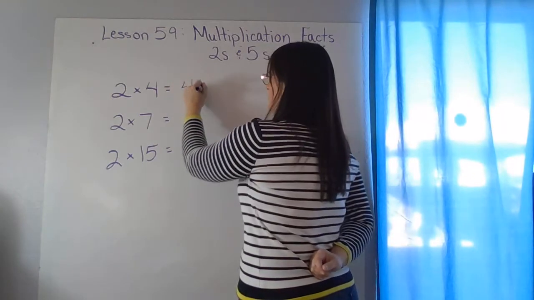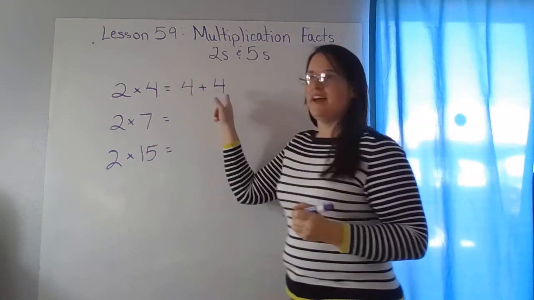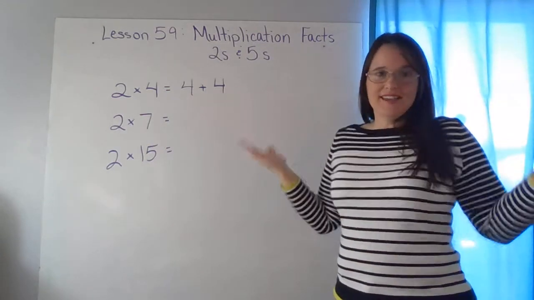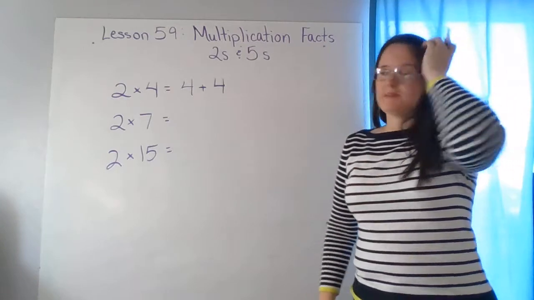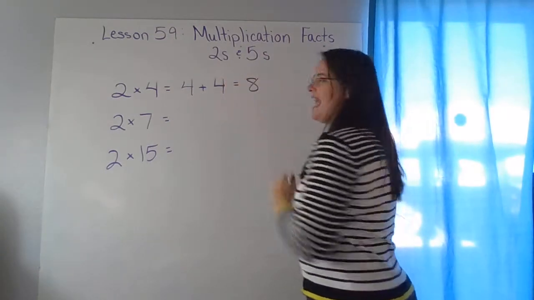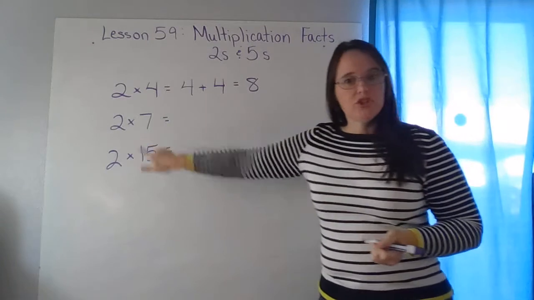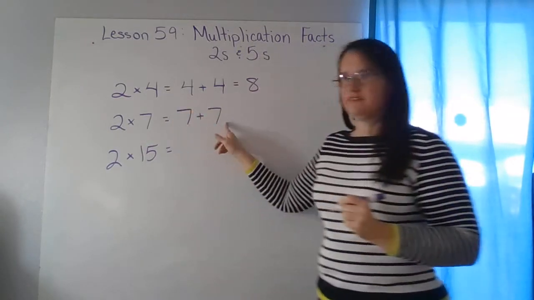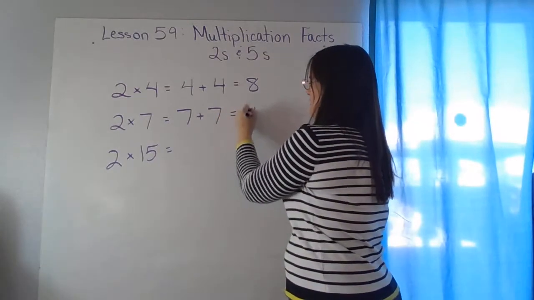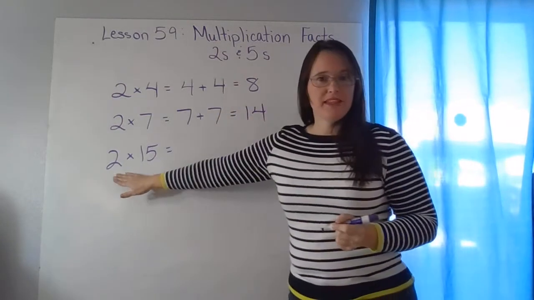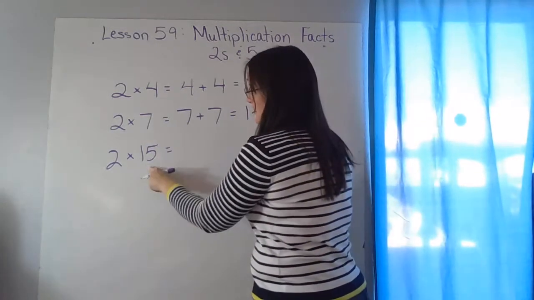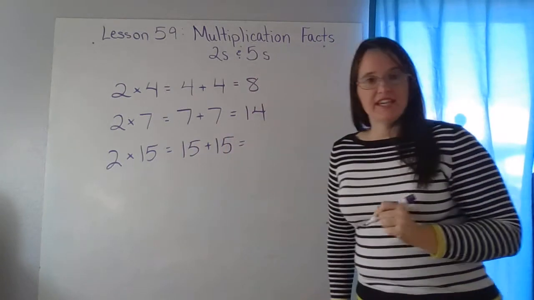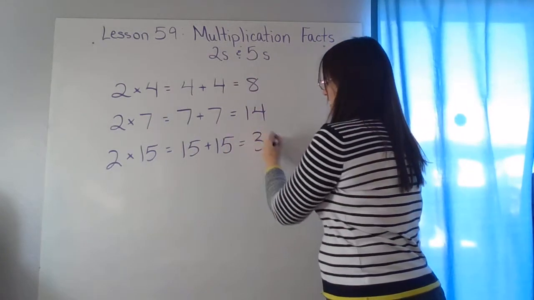So here's one group of 4, and then I'm going to add another group of 4. Remember that repeated addition? And look, it's a doubles addition fact. 2 groups of 4 is going to be 8. Here I'll do the same thing, 2 groups of 7. One group of 7 plus a second group of 7 gives me 14. Same thing with 15. 2 groups of 15 is going to be 15 plus 15, which is 30.